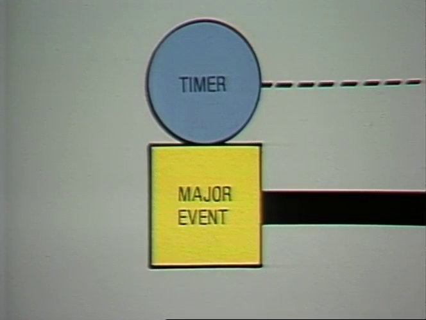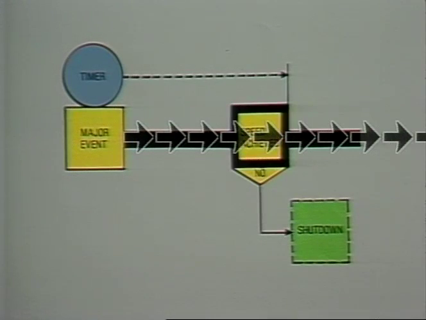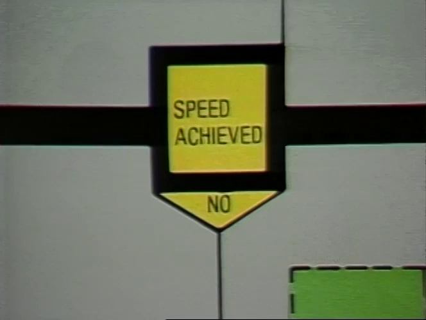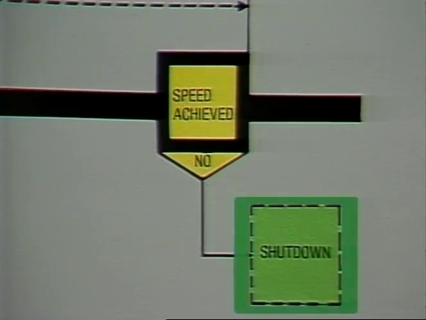As you can see, a major event is represented by a yellow block, while a timer is represented by a blue circle. The dotted line represents its timing interval. The bold black line represents the intended path of events when everything is working correctly. A yellow block with a broad border signifies a critical speed set point. When any yellow block has an arrow, such as this example, this means that a decision must be made whether the requirement in the block was met or not. In this example, if a minimum speed was not achieved by the time the timer times out, a package shutdown will result.